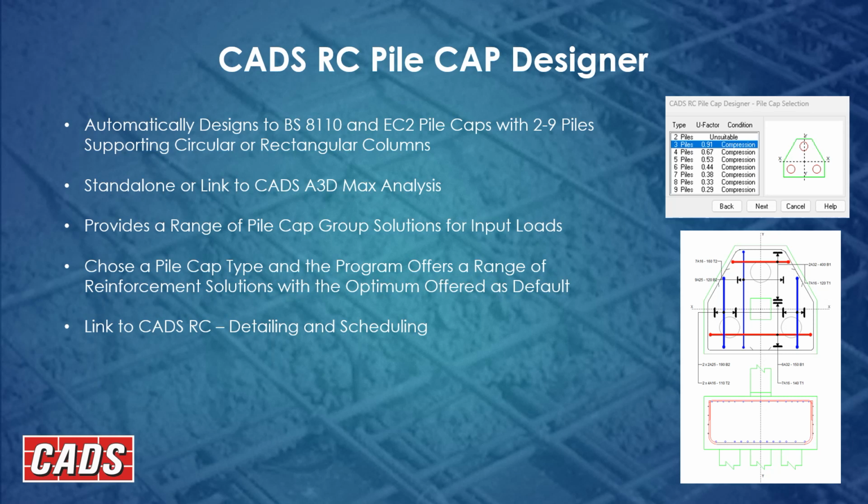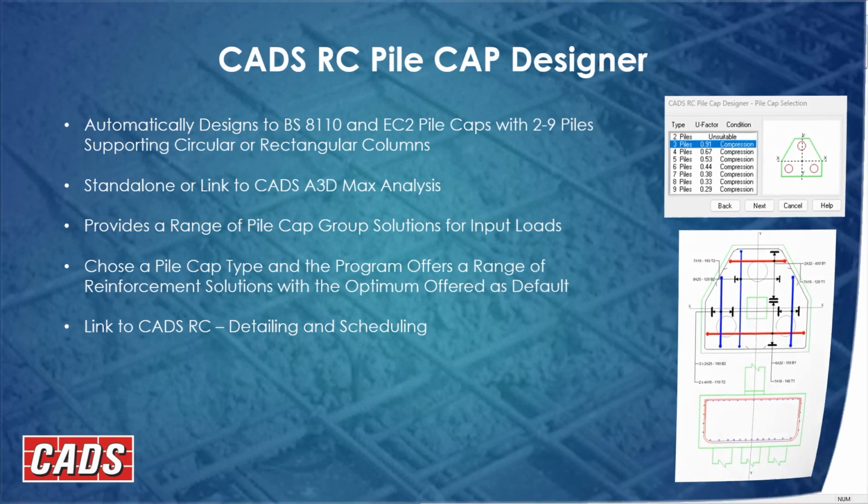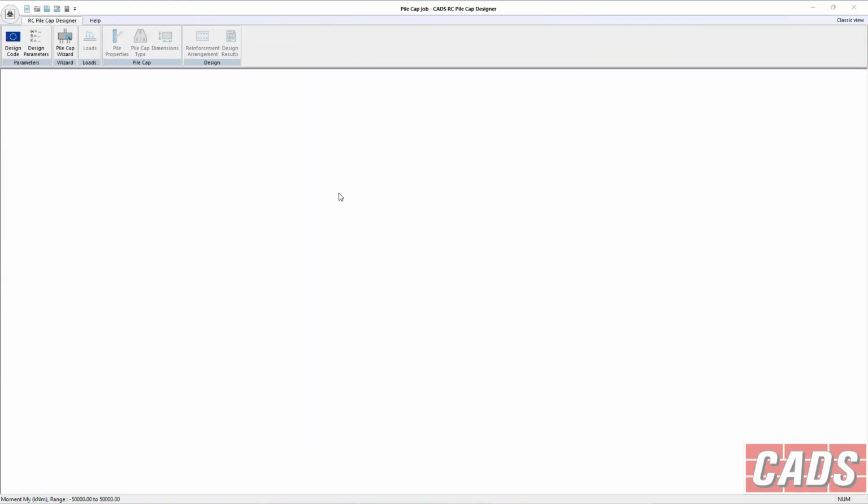Once you've done that, you can link that into Cads RC for detailing and scheduling. As you can see bottom right, that's an image from the design program, but in Cads RC you'd get the detailing and the scheduling. Okay, so let's have a look at how this works. We're here now in the PileCap Designer. Let's take you through the options here and show you how the program works.